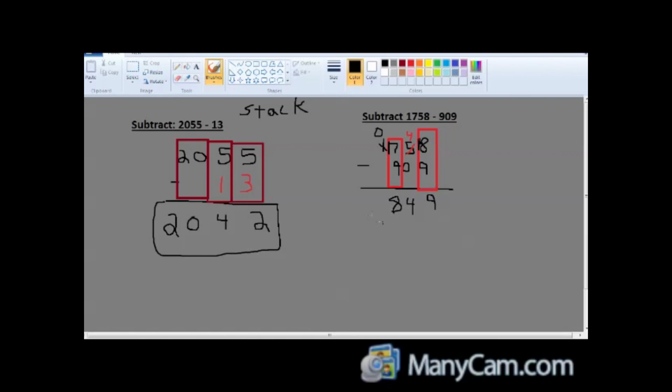And 0 minus 0 is just 0. You can put it there if you want to, but it's easier and it looks more visually pleasing if you just leave it as 849. And that's how you do harder subtraction.